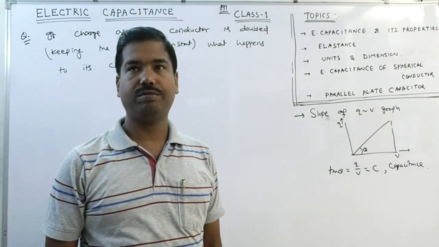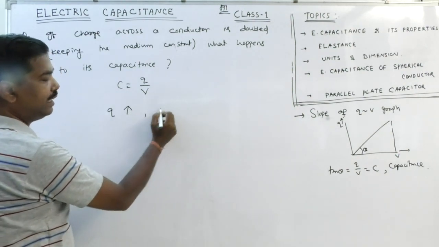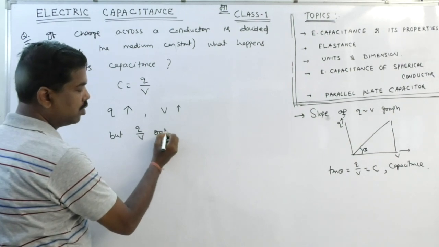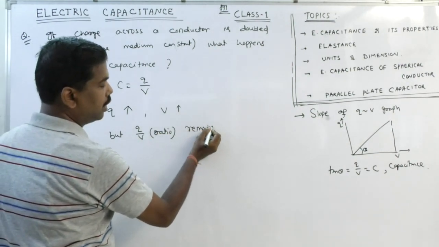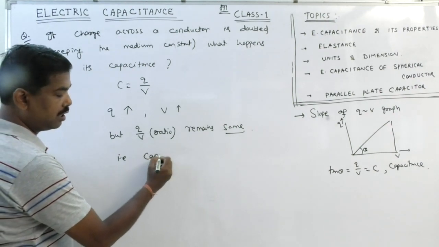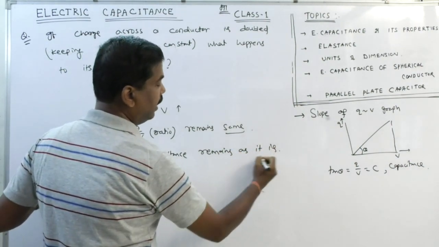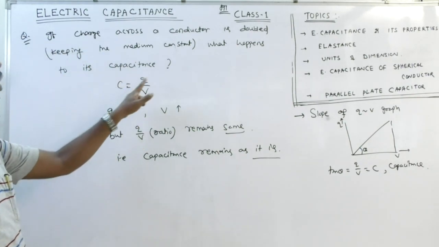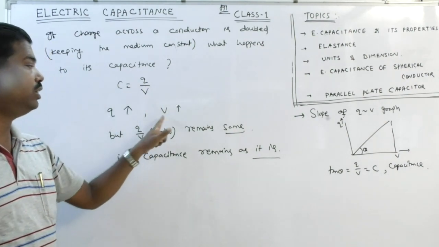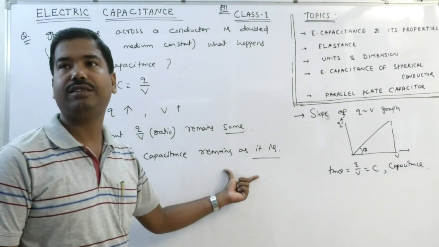Capacitance is independent of charge. Clear? C is equal to Q by V. If charge increases, V also increases, but the Q by V ratio remains the same. That is, capacitance remains as it is. Clear? So C is equal to Q by V, no doubt. But when charge increases, there is no effect on the capacitance, because if Q increases, then potential also increases. That is, the Q by V ratio remains the same. That is, capacitance remains as it is. Clear?